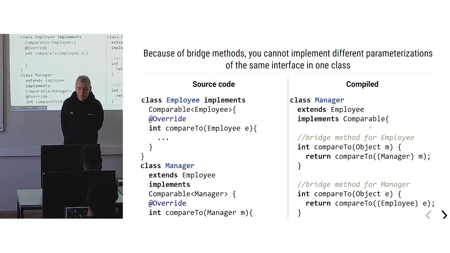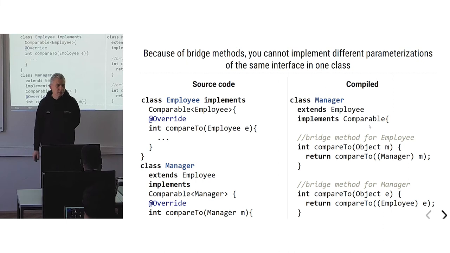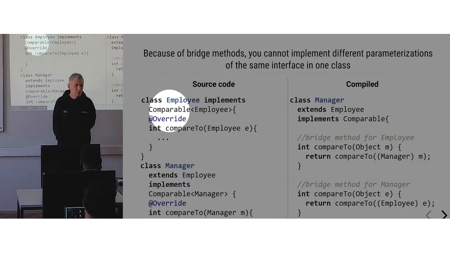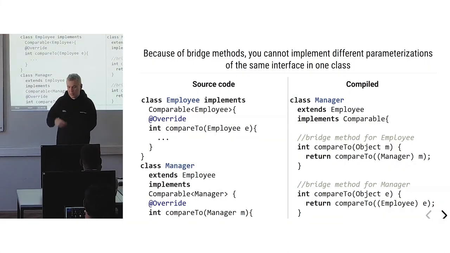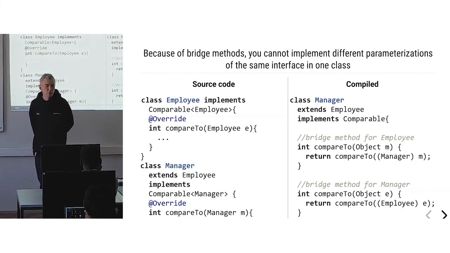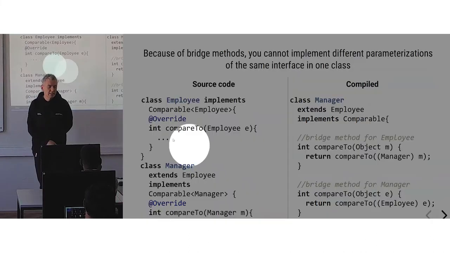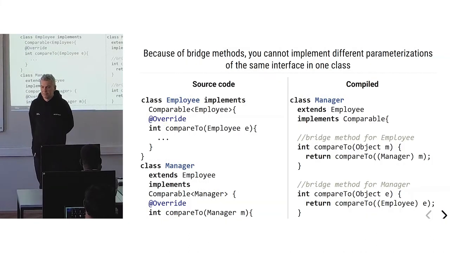And because of bridge methods, we have some strange limitations, like we cannot implement different parameterizations of the same interface in one class. If we have Employee that implements Comparable of Employee, and then we have Manager that extends Employee, and we want it to implement Comparable of Manager, at the Employee level there exists a bridge method. At the Manager level, it will try to insert another bridge method, and there will be a method clash. So you just cannot write code like this in Java.